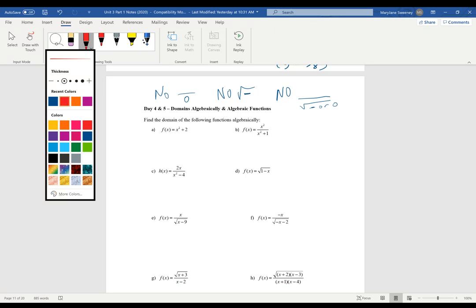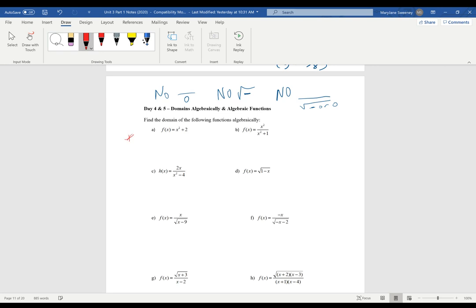Okay, so when I look at the first polynomial, since it's a polynomial, the domain of any polynomial is all reals. So I would say my domain, I could use that R with the double line. I could also say negative infinity to positive infinity.